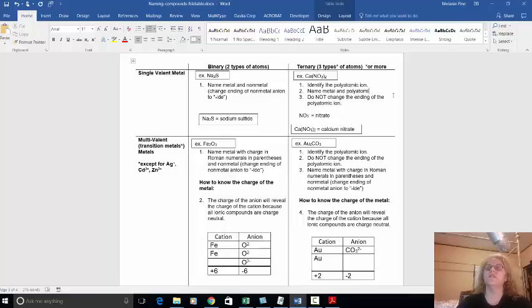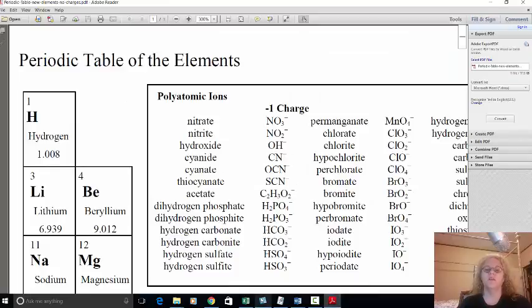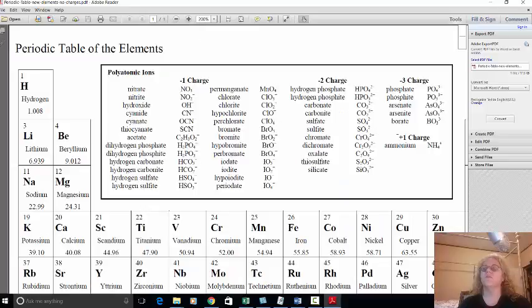There is an exception where you're going to have a positive polyatomic ion. If you look on your charts, there's only 1 or 2 of them. Let's go back to our periodic table. Are there any here that have a positive charge? Here, right here. Ammonium is the exception, NH4+.